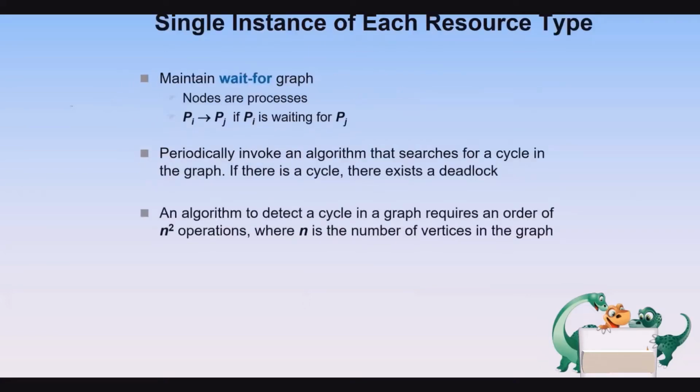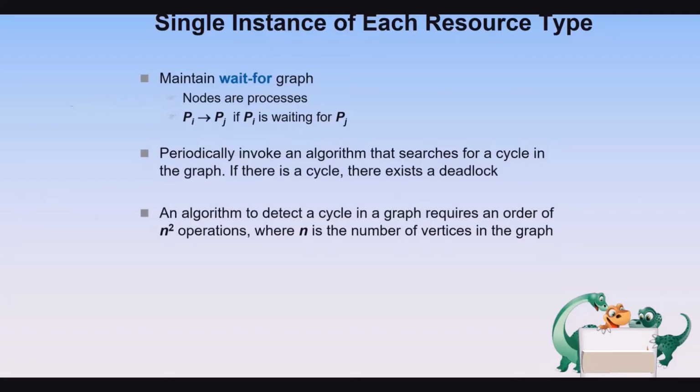Let's have a single instance for each resource type. So maintain a wait-for graph. Nodes are processes: Pi, next is Pj, if Pi is waiting for Pj. So build a wait-for graph and periodically look for cycles to find the circular wait condition.